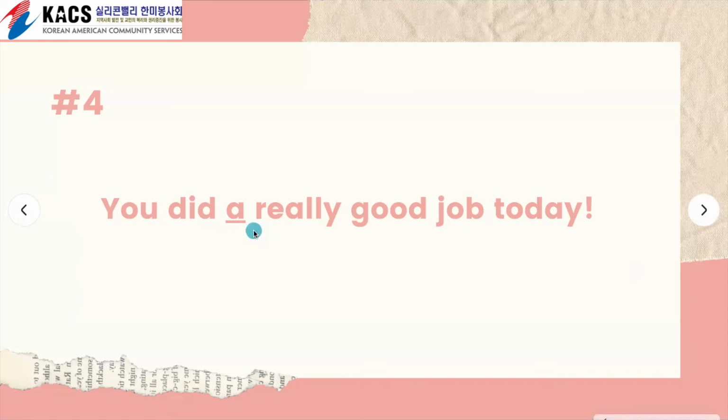When we look at the word right after, which is the word really, it begins with the letter R, which is a consonant. This is why we would use A, so it would make it, you did a really good job today. Let's move on to the fifth problem now.